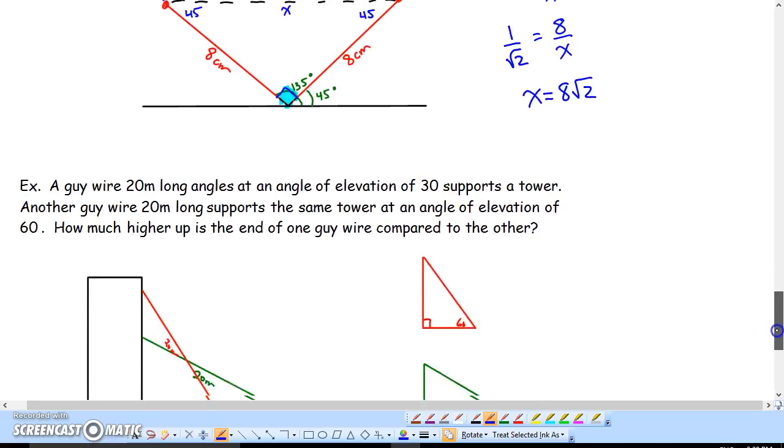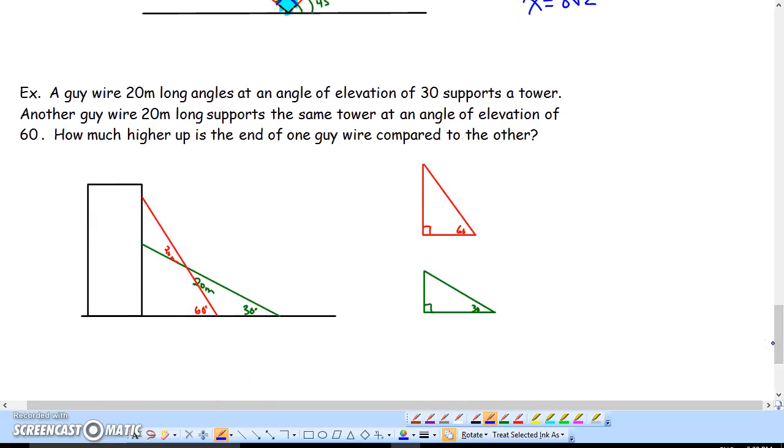Okay, I'm almost done. Here's our very last question. I'll just go through this quickly. A guy wire 20 meters long supports a building at a 30-degree angle of elevation. Angle of elevation is always from the horizontal going up. The second one is 20 meters long at an angle of elevation of 60. And we want to know how much higher one is than the other. So that yellow distance right there is what we're trying to figure out.